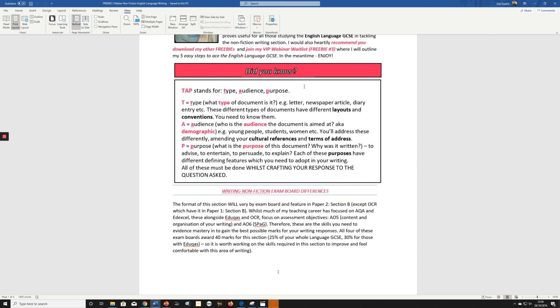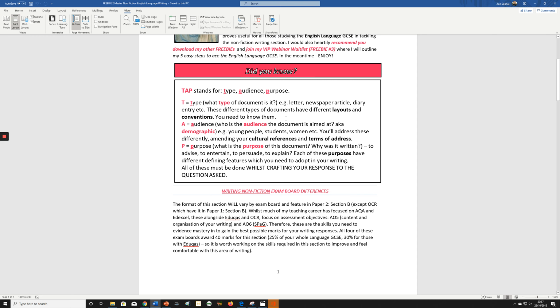Diary is a first person emotive account usually. That's not an exhaustive list. Speech is not written up here, but it could well be a speech. So know the different types of document. Know your audience. Who are they for? Cultural references will make a big difference here, and how you speak to people.